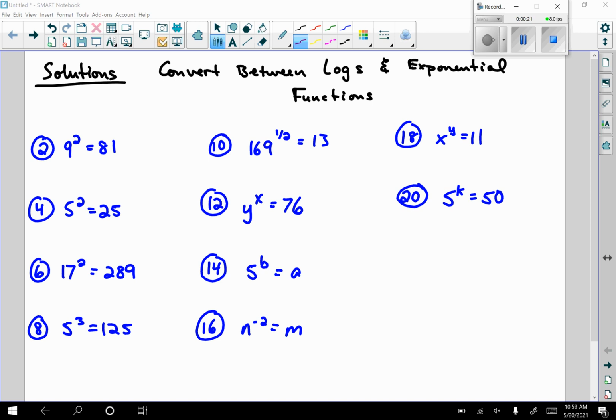So for 2 through 20, you were given a logarithmic equation and you just had to rewrite it in exponential form. So this is just to verify that if we have log base b of n is equal to p, rewriting it, we take our base to our power, so p is our exponent and n is the number it equals. So if you need more time, just pause the video.